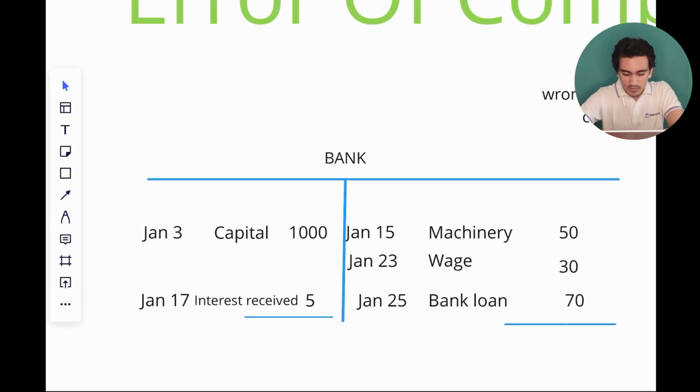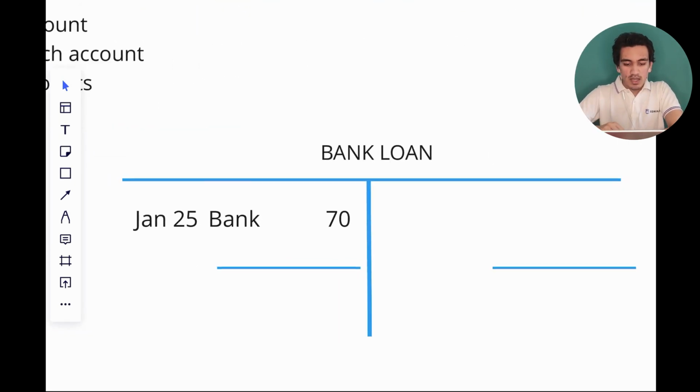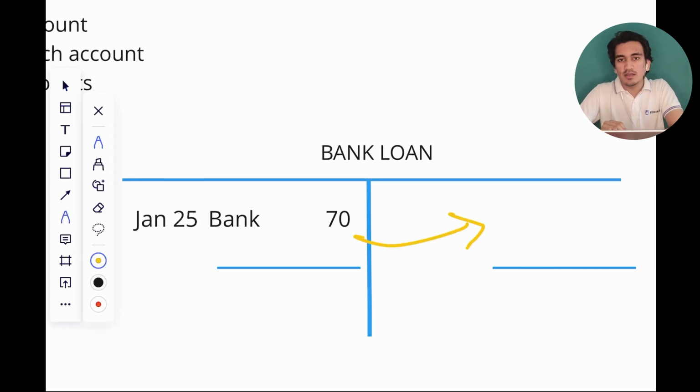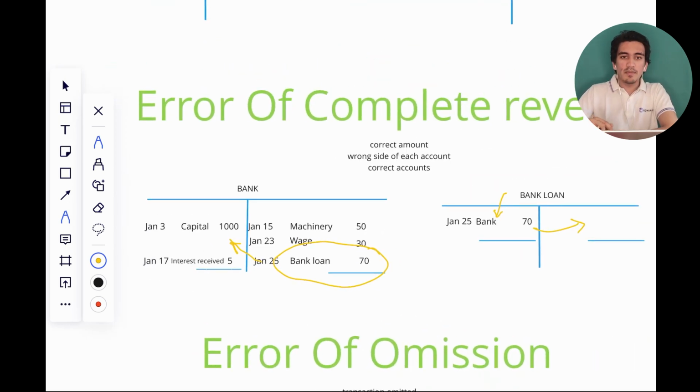For example, over here, I took a bank loan of $70 and my bank loan account should have shown it on the credit side, but instead it put it on the debit side. Similarly, the other side of the entry, in the bank account, should have been a debit entry as the bank is receiving the $70 from the bank loan. But instead, it went on the credit side. This won't impact the matching because there's an equal amount of debit and credit, but this is an error which will lead to the balance figures being wrong.